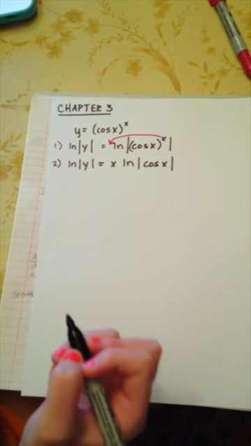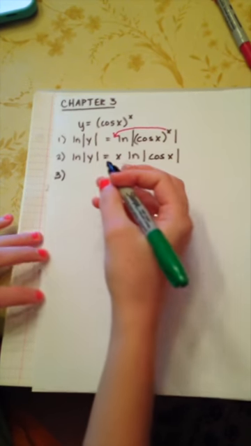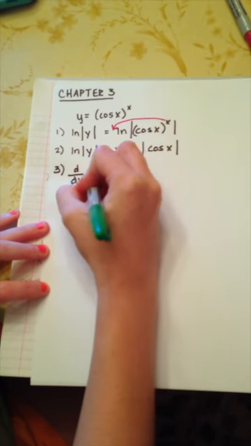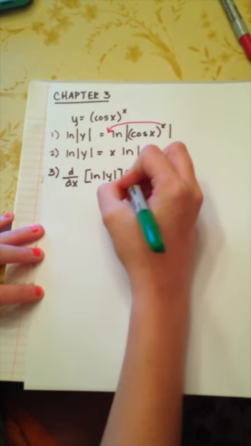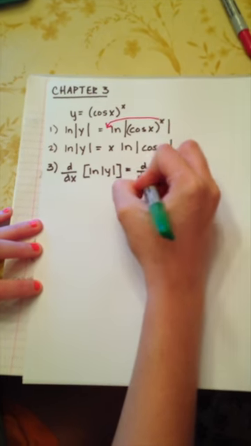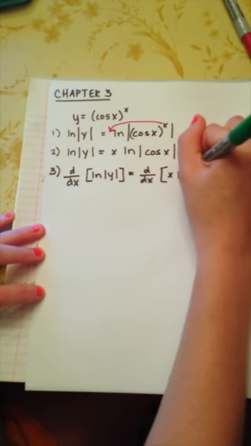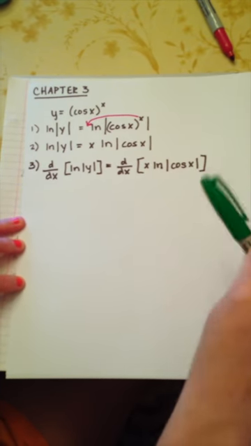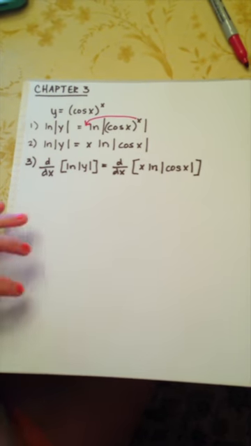Okay, so now we need to differentiate both sides, find the derivatives, and keep solving. So we're going to go to step 3. We're going to put d over dx of natural log of y is equal to d over dx of x natural log of cosine x. Okay, so now we're going to do the derivative. So let's take this side first.